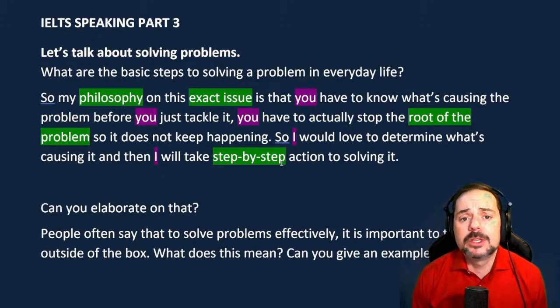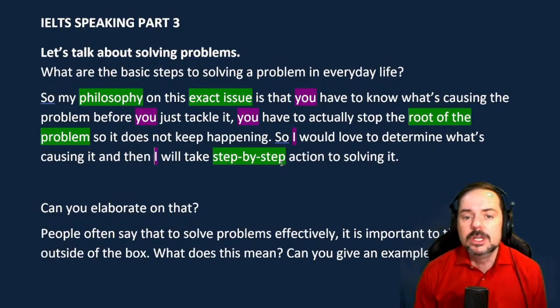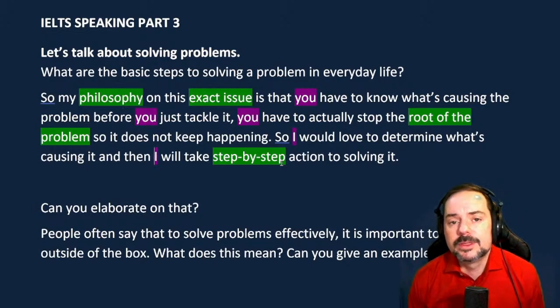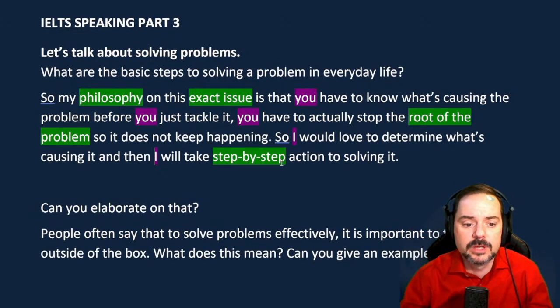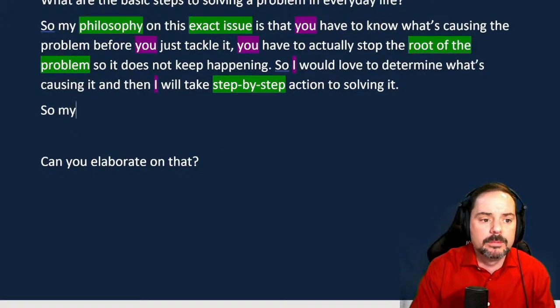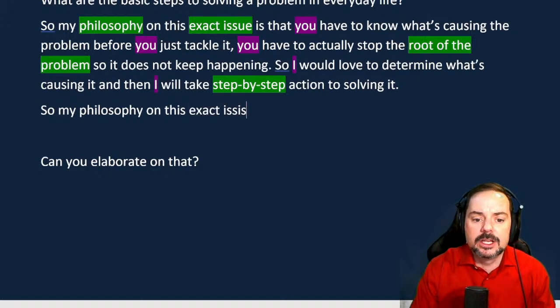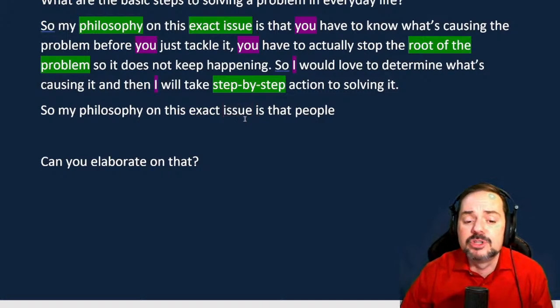You also don't want to jump around in your tense. So you don't want to say "when I solve issues, when I have solved issues, when I will solve issues." You want to stay within the same tense parameters. So if you're using present, you want to be present, present continuous, maybe present perfect, okay? So let me fix this a little bit. I'll actually rewrite it for you so you can see the comparison, and then we can go from there. So my philosophy on this exact issue is that people, okay, in part 3, it's best to use the third person voice, which is the objective voice, okay?